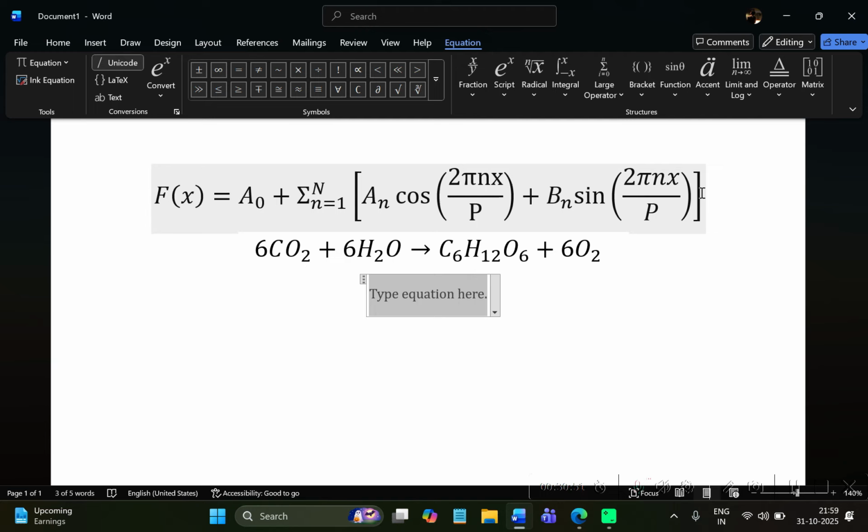You want to do SO4 2 minus. Okay, this is a bit interesting. SO underscore 4, give a space, overscore 2 minus. Okay, this doesn't work.